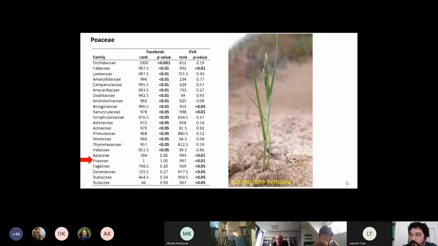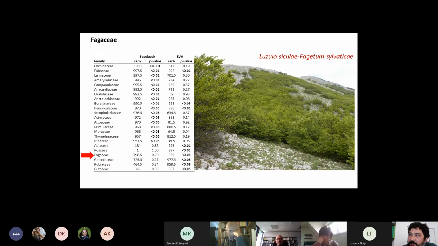And also another important family represented in Eva is Fagaceae, that in this case, as in the previous case of Genista and Cytisus, is the dominant tree of many types of vegetation that usually are sampled by vegetation scientists in Sicily. And here there is a nice example of Fagus sylvatica in the higher part of the Madonie mountains in Sicily.